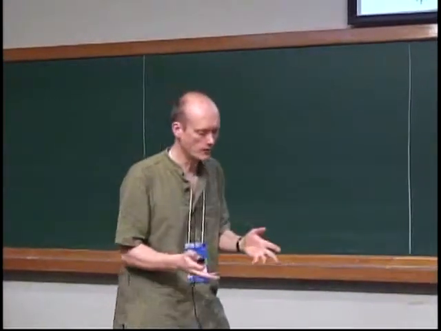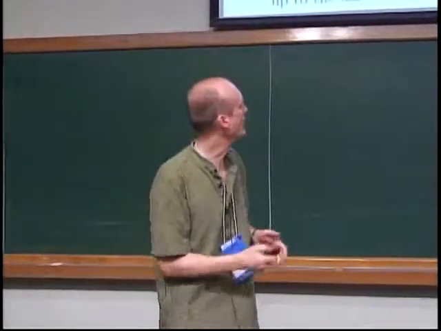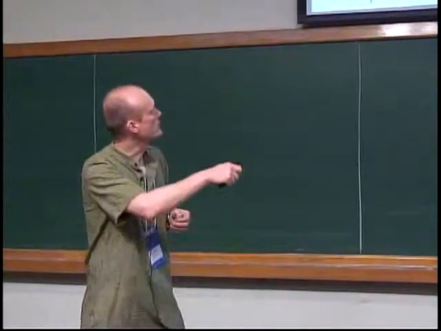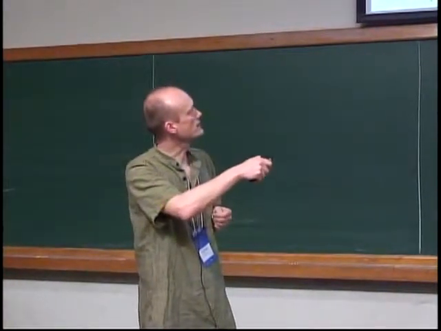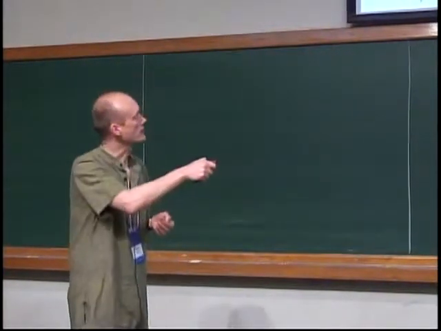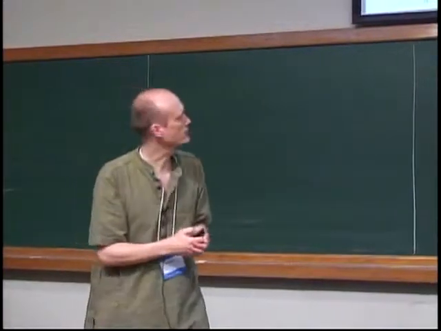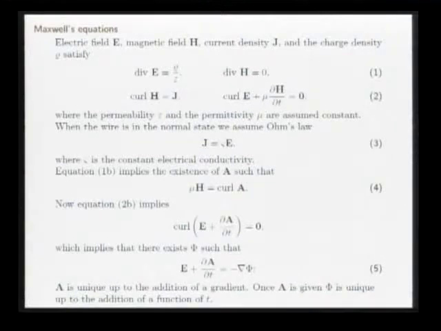If I've got a normal region, so a normally conducting wire, then the relationship between the current and the electric field is just given by Ohm's law. So the current is proportional to the electric field, and the constant of proportionality is the conductivity, sigma.